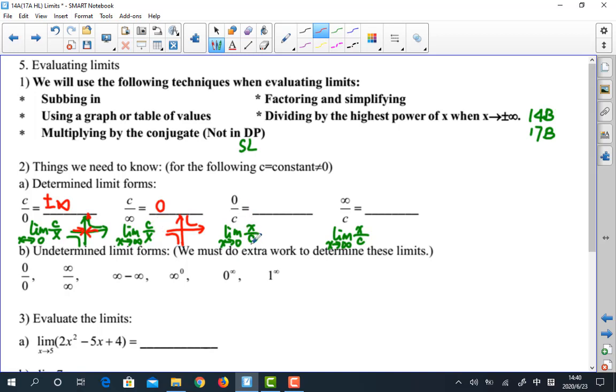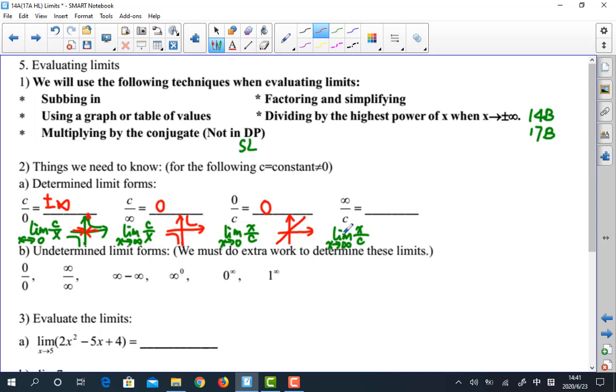0 over c, the function could be taken as x over c in the limit. This form is also determined. Look at it. If I sub this 0 in for x, 0 divided by c, 0 divided by any non-zero number is always 0. If you want to graph this one, x over c equals 1 over c times x. This graph should be a straight line. Therefore, when you look at this graph, x is approaching 0 on the left-hand side, y is approaching 0. x is approaching 0 from the right-hand side, y is approaching 0.